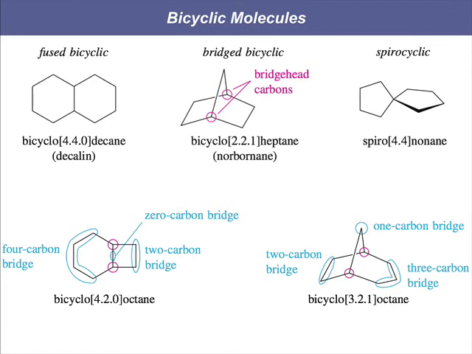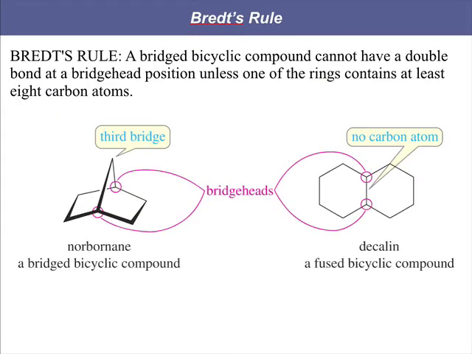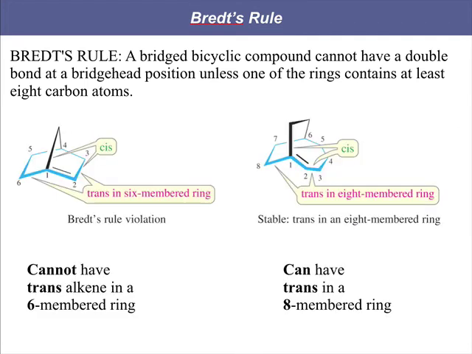Now, there's a special rule that accompanies bicyclic molecules, and that is Bredt's rule. Bredt's rule says that a bridged bicyclic compound cannot have a double bond at a bridgehead position unless one of the rings contains at least 8 carbon atoms. So, again, these are bridgeheads. We are not allowed to have double bonds on those carbons.